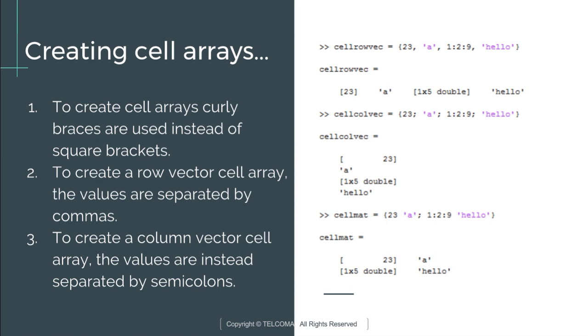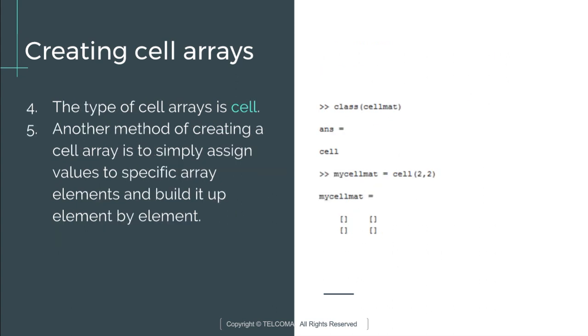Next is creating a cell array. To create cell arrays, curly braces are used instead of square brackets. To create a row vector cell array, the values are separated by commas, and to create a column vector cell array, the values are instead separated by semicolons. The type of cell array is always cell. Another method of creating a cell array is to simply assign values to specific array elements and build it up element by element.